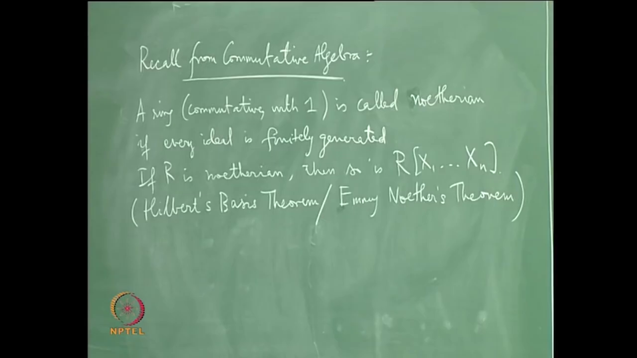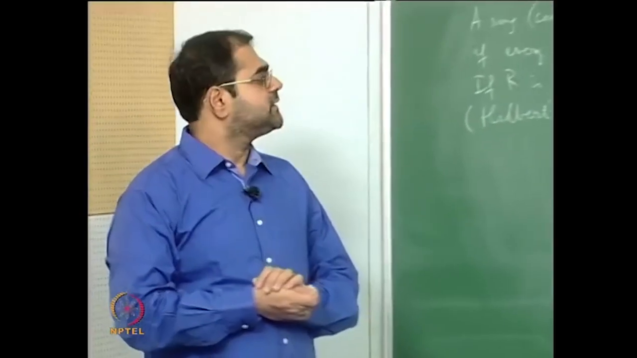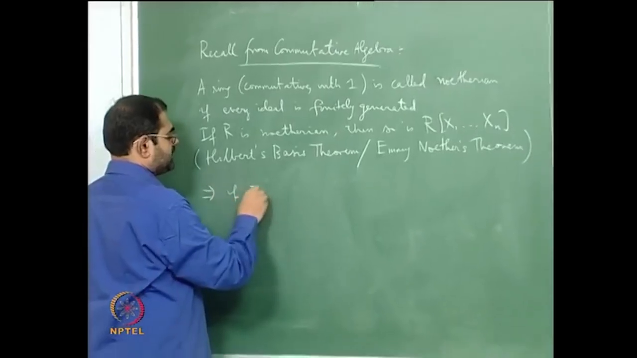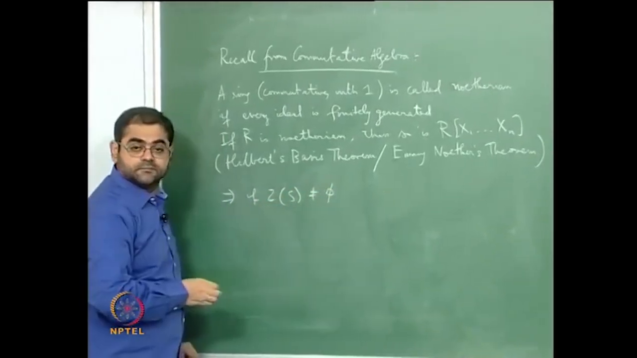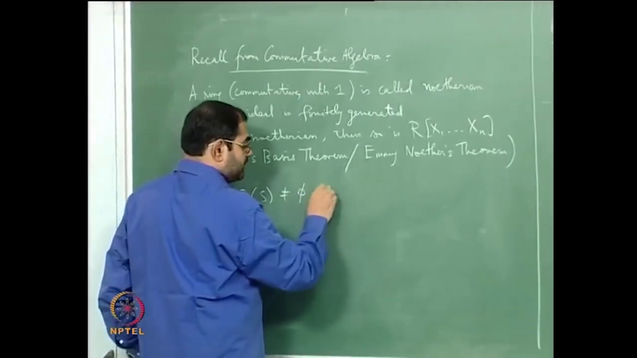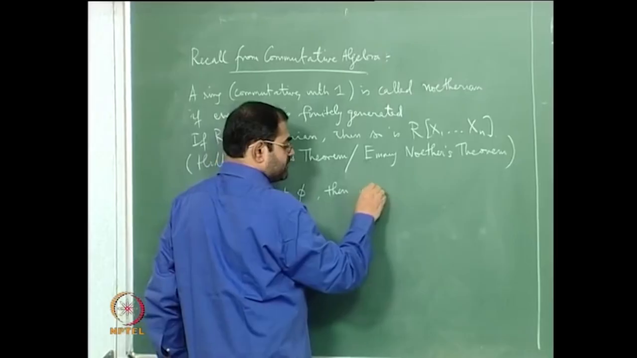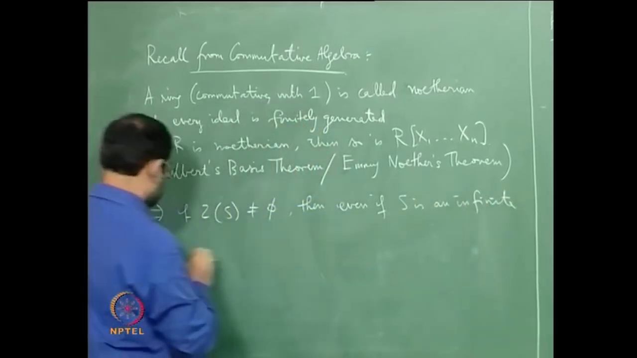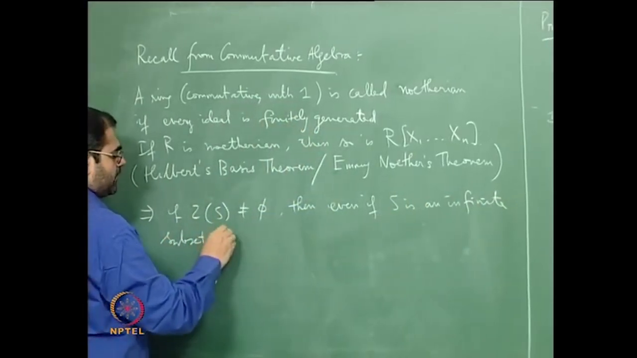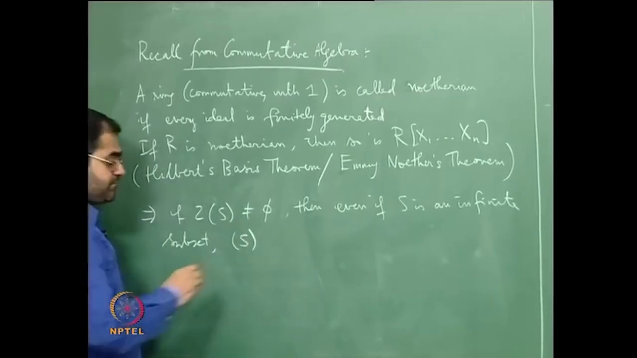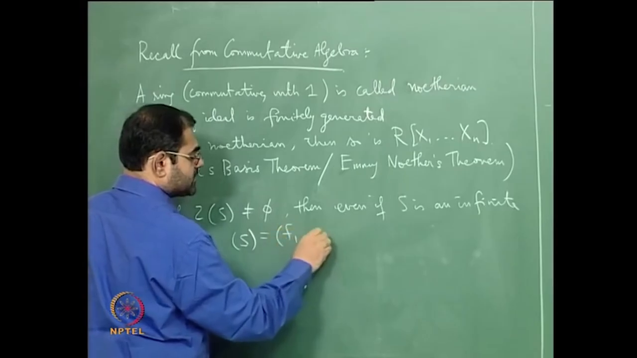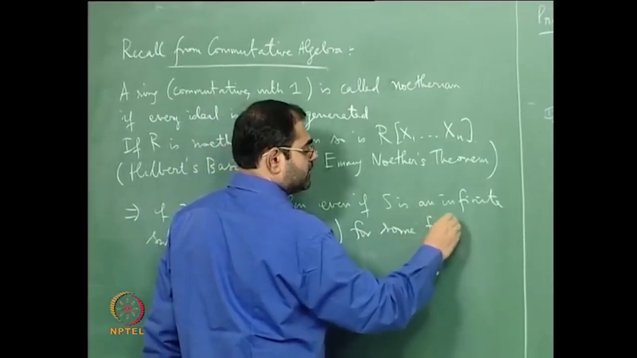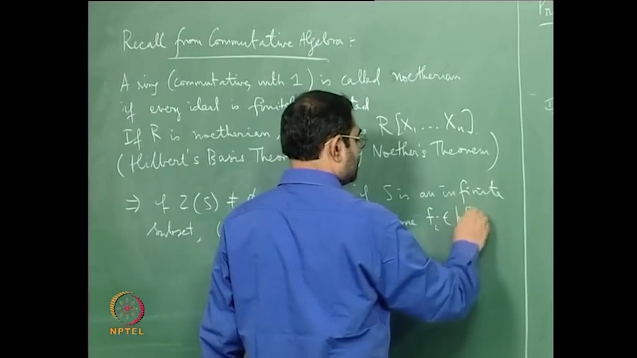Okay. So this is a fact from commutative algebra. What this tells you is that if Z of S is non-empty, then even if S is an infinite subset, the ideal generated by S is (F1, ..., Fm) for some Fi in k[x1, ..., xn].